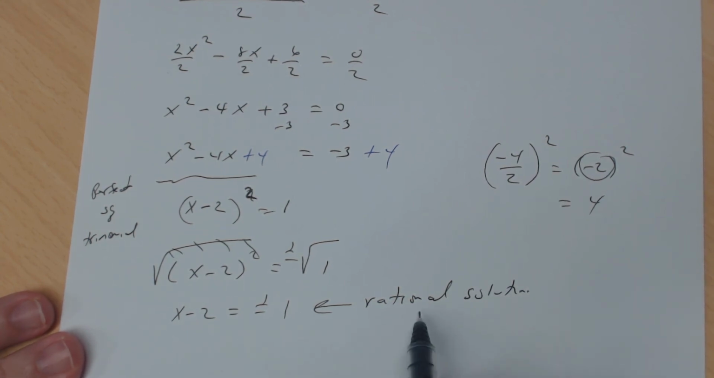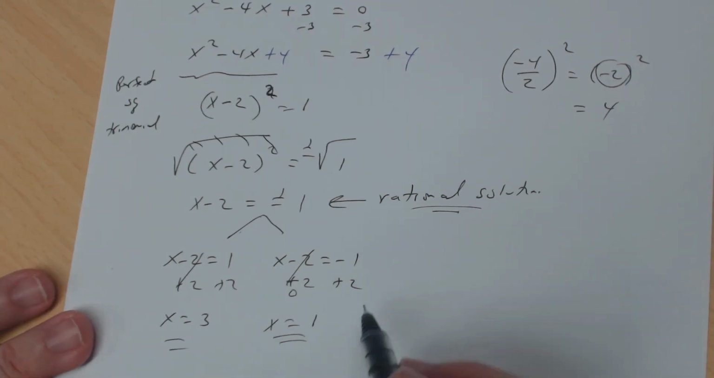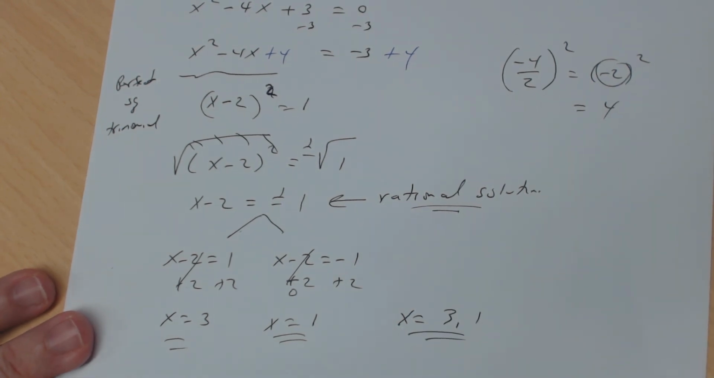And so since I'm going to get rational solutions, I'm going to split it into two equations. So x minus 2 equals 1, and x minus 2 equals negative 1. Add 2 to both sides. One of your solutions is 3, since negative 2 and 2 is 0, and x plus 0 is x. The other one, add 2 to both sides, combine like terms, I get x to be 1. So those are your two solutions, and those are rational solutions. So on MyMathLab, you would say 3, 1, or 1, 3. It doesn't matter.